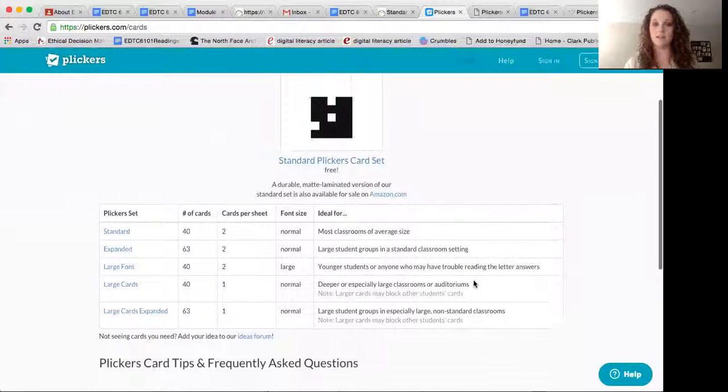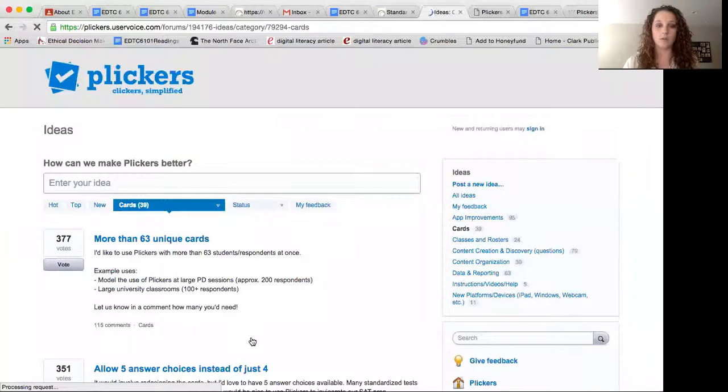But they didn't really have anything. I was kind of hoping to connect it to something else besides the letter choices. But I noticed down here below they had an ideas forum. So I went to the ideas forum.